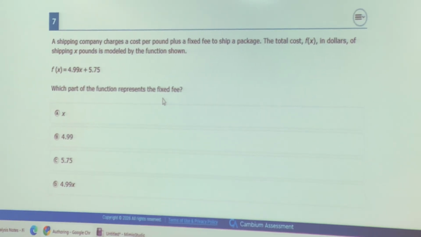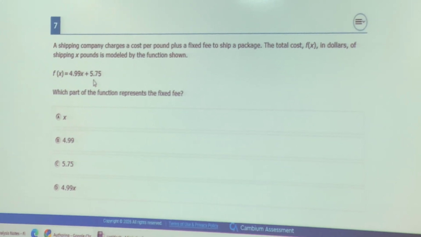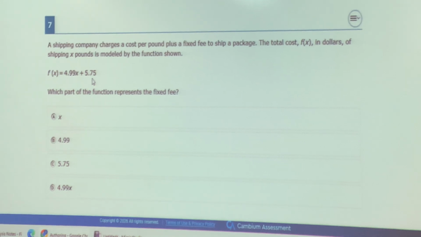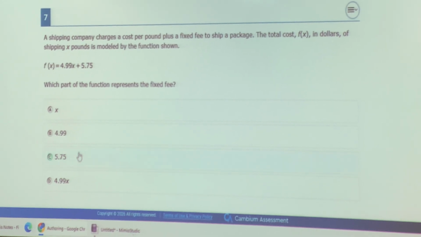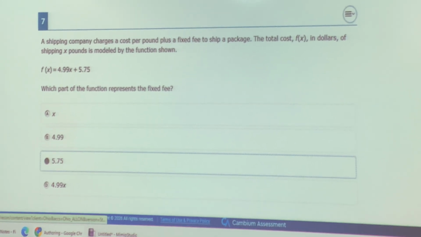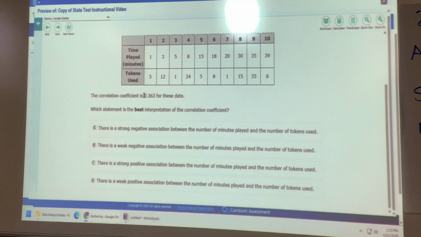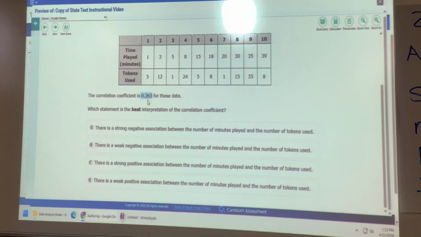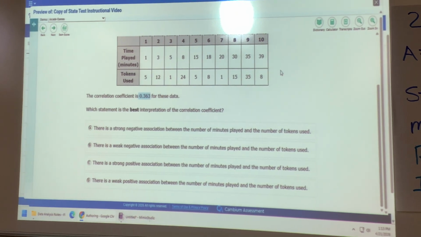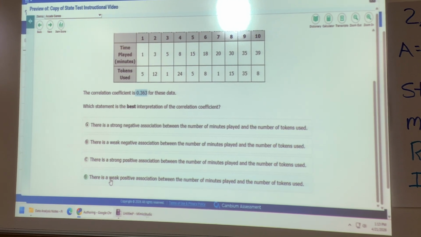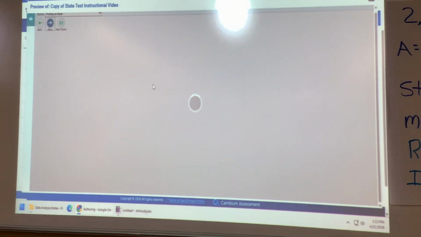As far as this one's concerned, it asks about the fixed fee. The fixed fee is the number that doesn't have the variable with it. So in this case, real simple, 5.75. We move on. Question number 8, correlation coefficient. Like in the back of the room, we look at the number. The number 0.363 is positive and it is weak. So we go down and we look at D and it says weak positive.